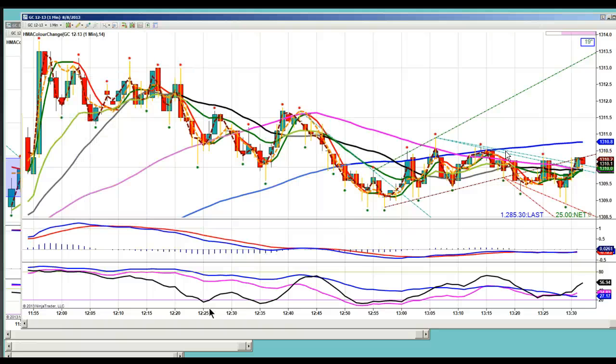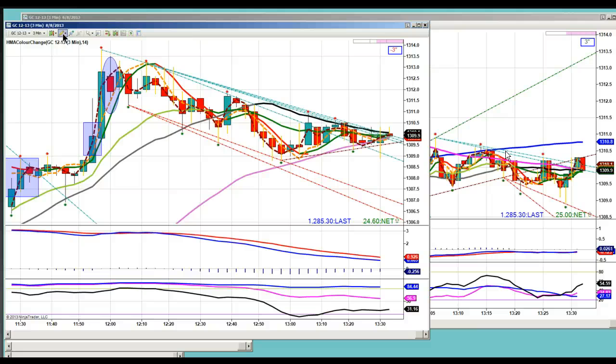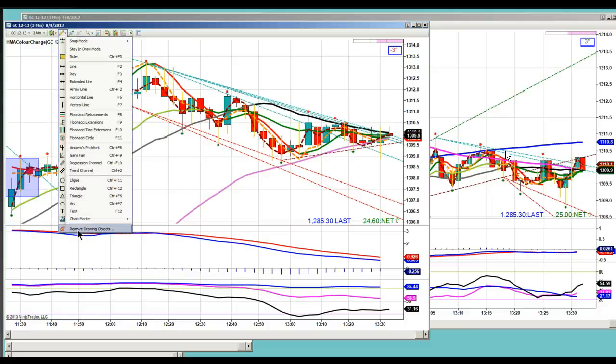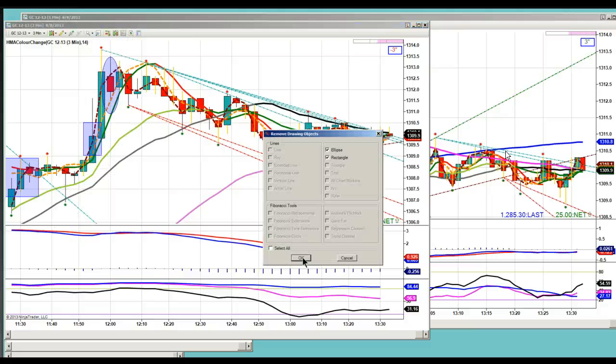Can you review your GC trades from today? I can't because they're on another computer, unfortunately. I want to show you some specific things.